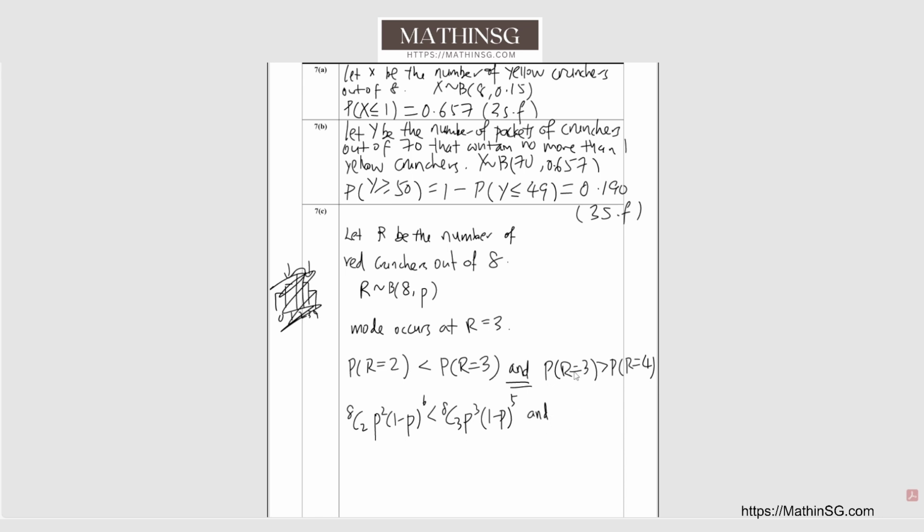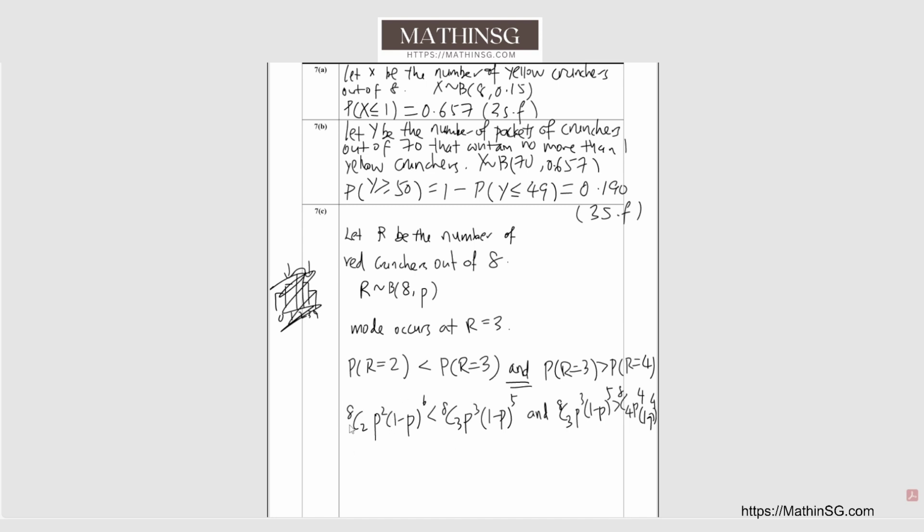And do the same. This is P of R equals 3. So basically just copy this. 8 choose 3, P cubed, 1 minus P to the power of 5, greater than 8 C 4, P to the power of 4, 1 minus P to the power of 4. So now let's first solve this inequality.